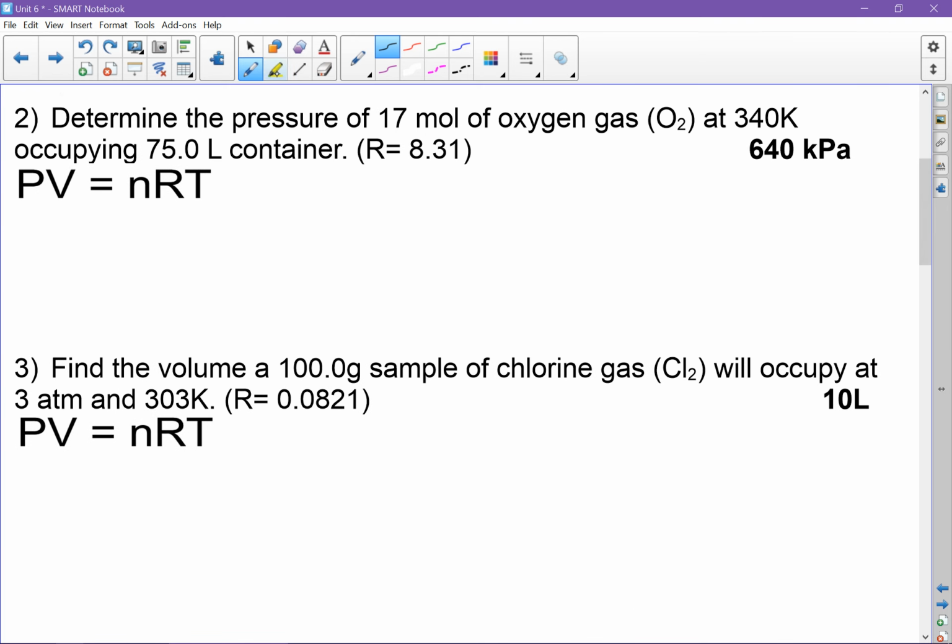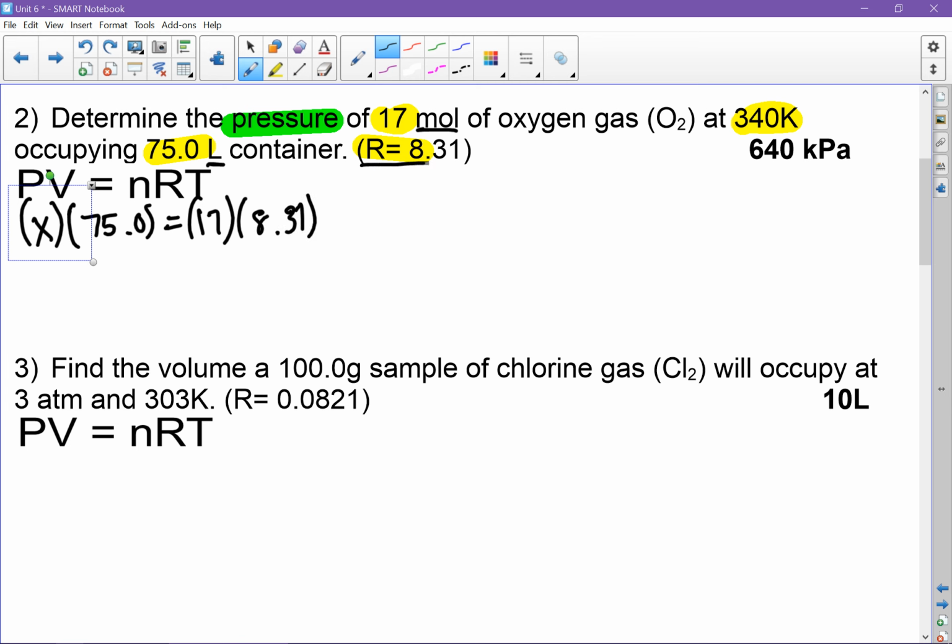In every question, you want to highlight the numbers and write the formula. So I see this, that, there's my R value. The thing I'm looking for is it says determine the pressure. So that means that's where X will go in place of P. The volume is 75 because it says liters. N means moles, which is there. R is given. It says R right there. And temperature is 340 because it says Kelvin after it.